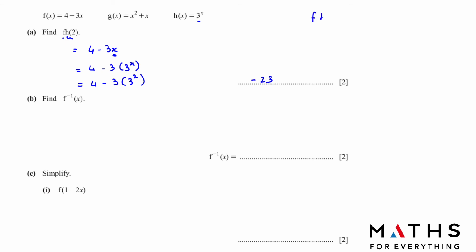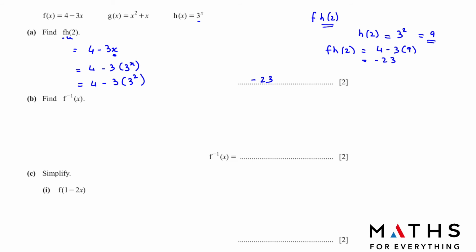So if we have f of h of 2, the first thing we do is find h of 2. That will be 3 to the power of 2, which is 9. And this we replace in our f. What is our f? 4 minus 3x. So in place of x, put 9. And that will also give you negative 23. This is used only if there's a number in place of x that we have to replace. But if it is an x, then only the first method we can use.